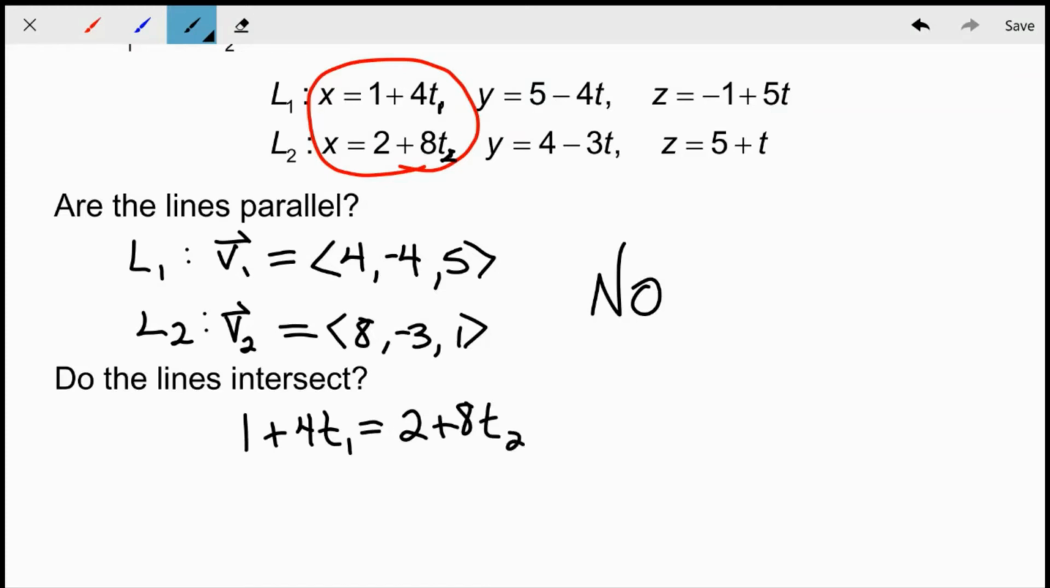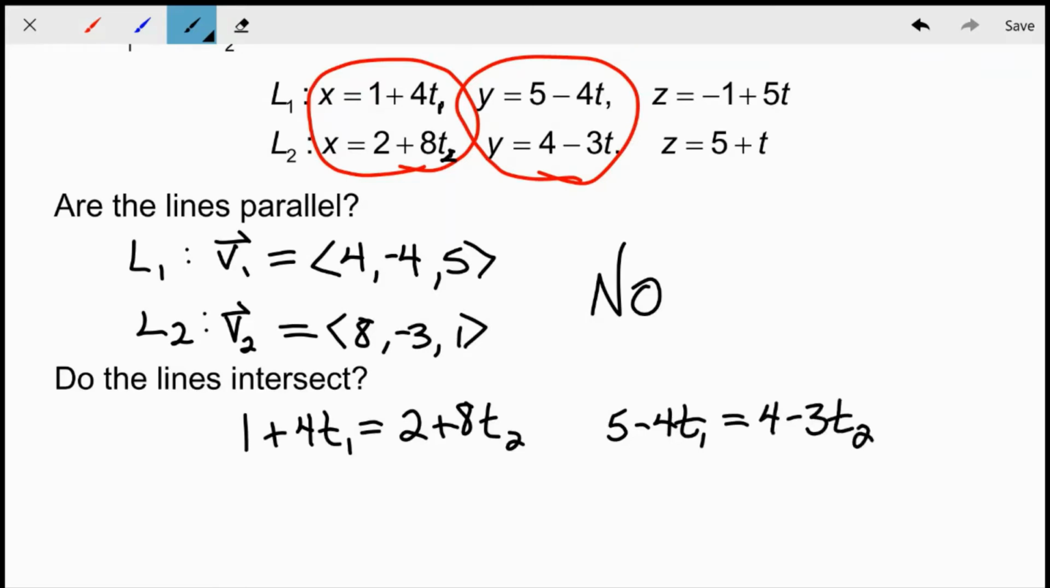Okay, and then also I want to figure out at the same time, let's do the same thing for the y's. So remember, I'm going to use a T1 and a T2. Well, for the y's, I would be looking at 5 minus 4T1. And is there a point where that's equal to 4 minus 3T2?